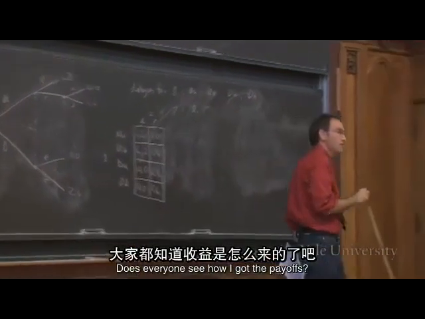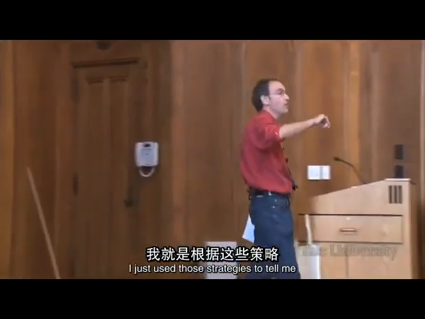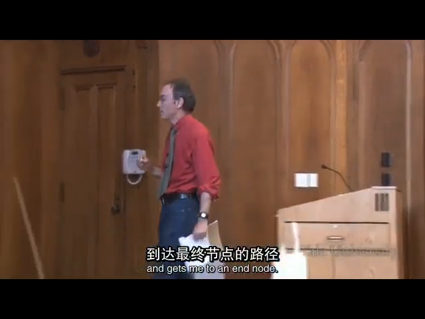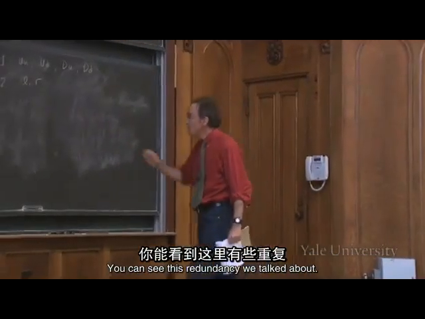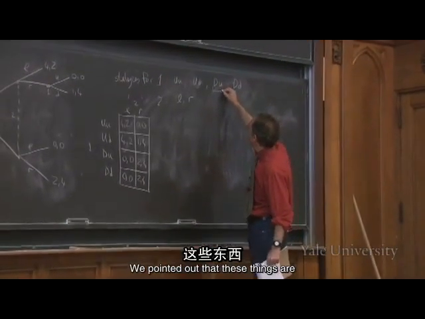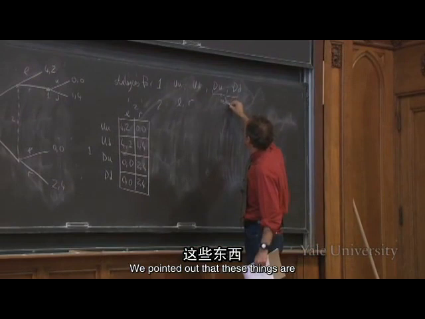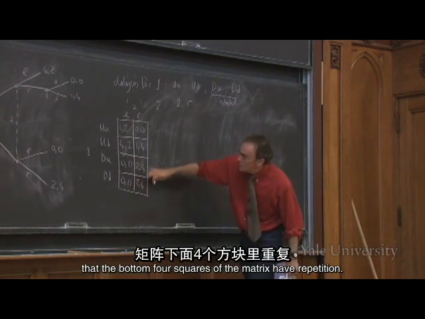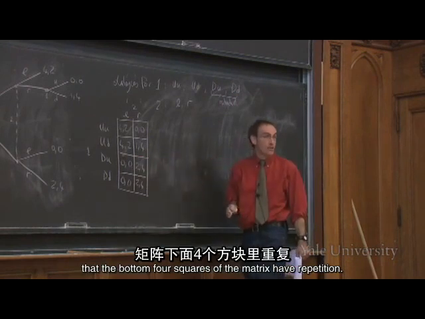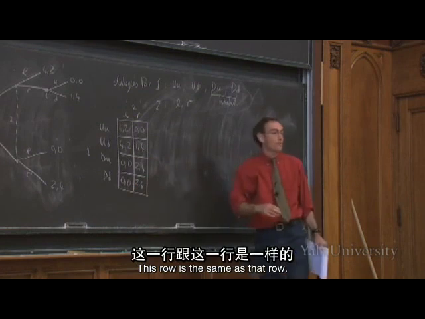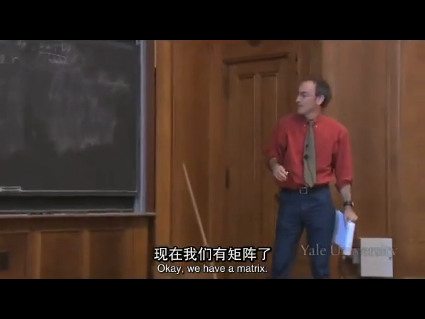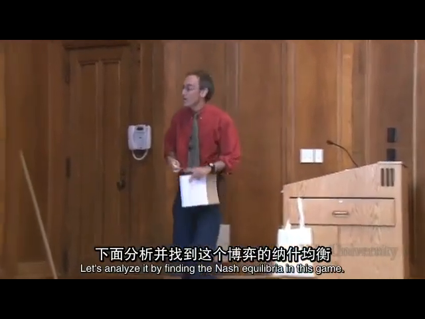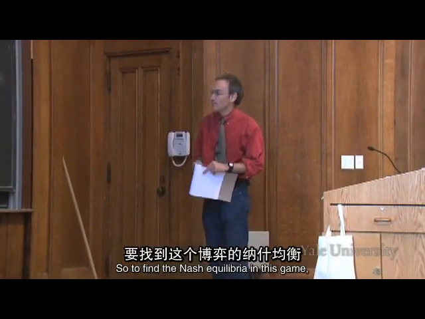All right, does everyone see how I got the payoffs? I just used those strategies to tell me which way I'm going through the tree. If I combine them, it gives me an entire path and gets me to an end node. All right, and you can see this redundancy we talked about. You can see in the matrix that the bottom 4 squares of the matrix have repetition. This row is the same as that row. All right, everyone happy with that? Okay, we have a matrix. Let's analyze it by finding the Nash equilibria in this game.